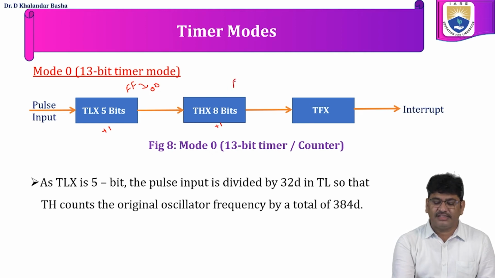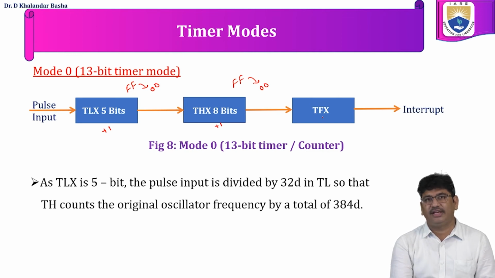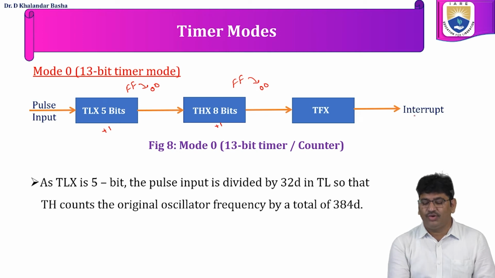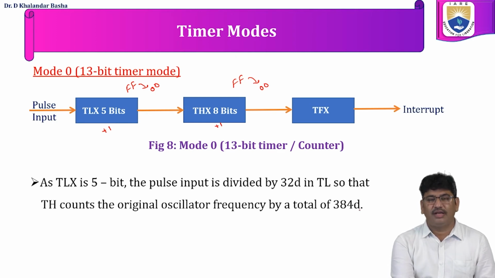Once the THX register is rolled back from FF to 0, 0, then it will generate an overflow on TFX. If it is timer 0, TF0. If it is timer 1, it is TF1. So which is used for generating an interrupt indicating the given task is done. So as TLX is a 5-bit, the pulse input is divided by 32 in TL register, so that the TH counts the original frequency by a total of 384 decimal.